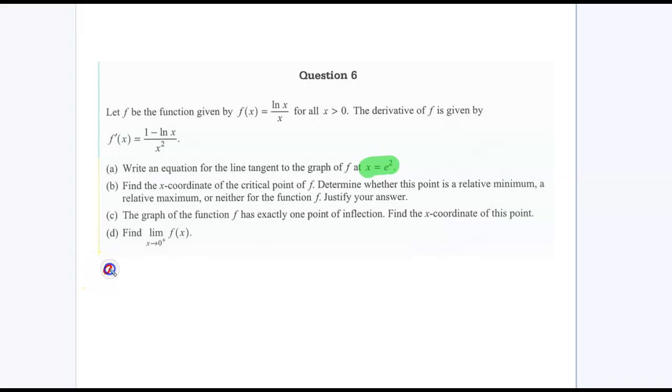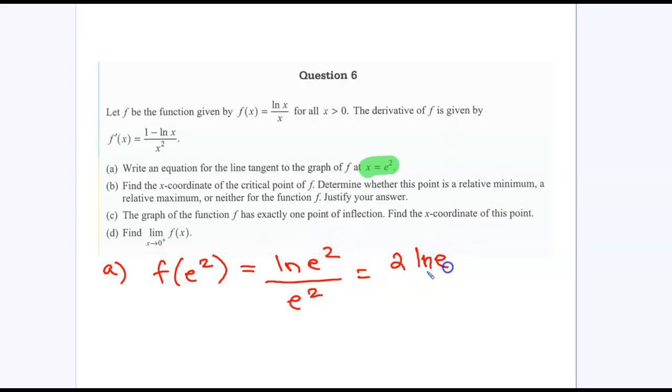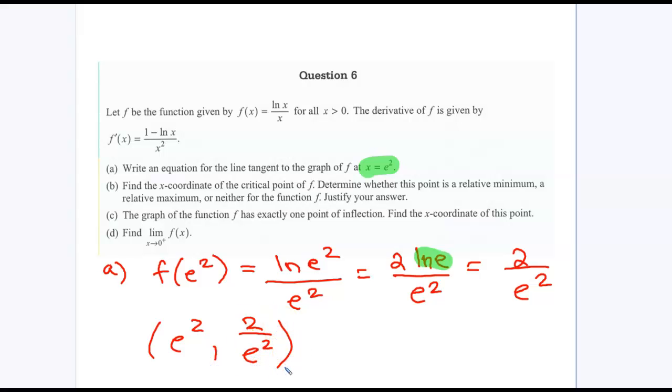So the first thing I'm going to do in part A is find the y coordinate of that point. I'm going to plug e squared into the original function. Again, using my laws for logarithms, if I have an exponent, I can bring it in front of my logarithm. And ln e is equal to 1. So therefore, this just ends up being 2 over e squared. So my point is e squared and 2 over e squared.